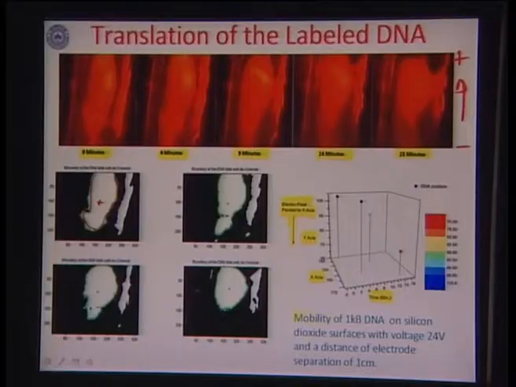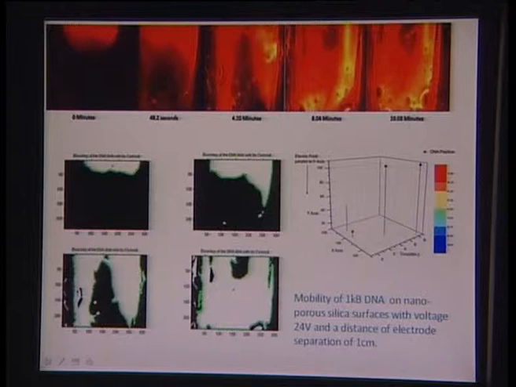Okay, so the mobility of a 1 kilobase DNA on a silicon dioxide surface with a voltage of 24 volts has been plotted here in this graph, corresponding to an electrode separation distance of around 1 centimeter or so. So this is a perfect bidirectional process. As you can see in this illustration, what we did here is really just change the direction of the electric field.